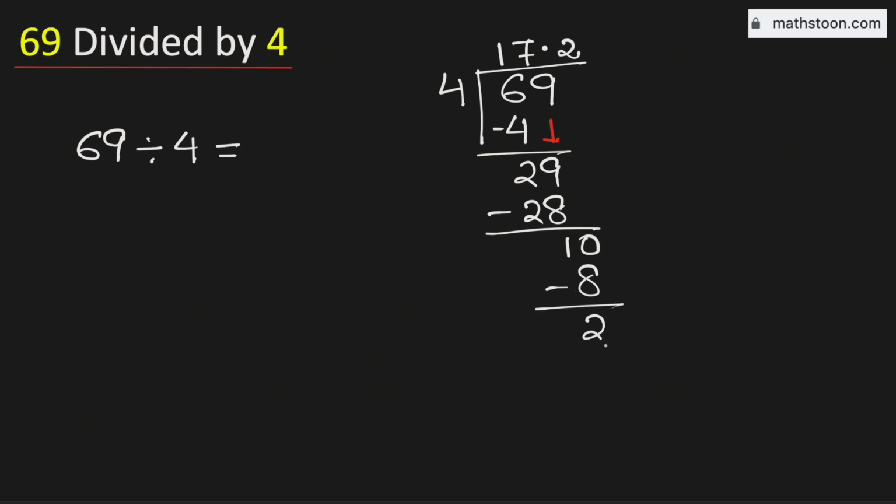Subtract, we get 2. Now 2 is less than 4, so we will again borrow 10. And we know that 4 times 5 is 20. Subtract, we get 0. As we have obtained the number 0, so we will stop. Therefore, 69 divided by 4 is equal to 17.25, and this is our final answer.